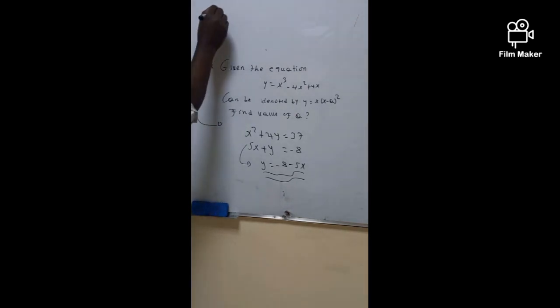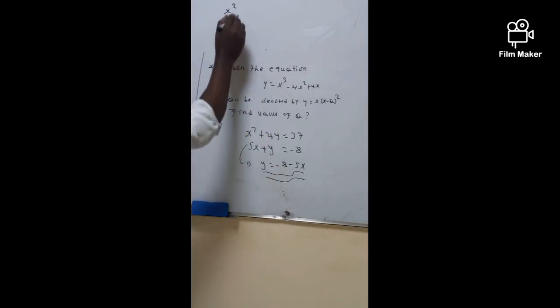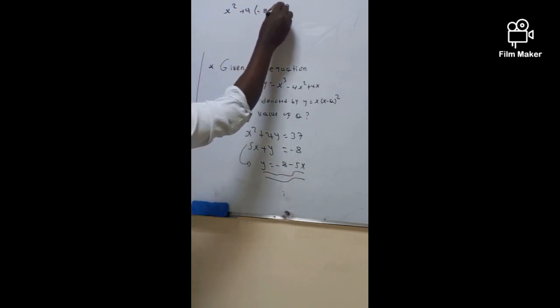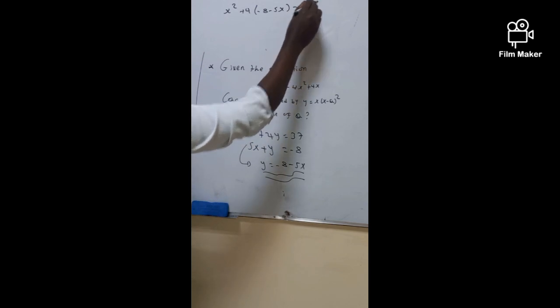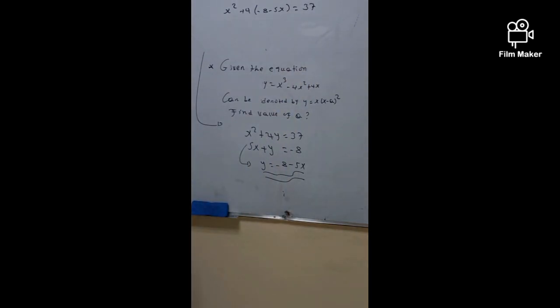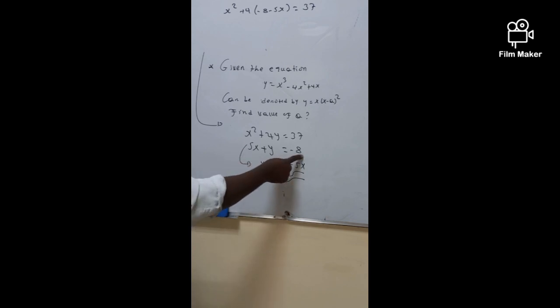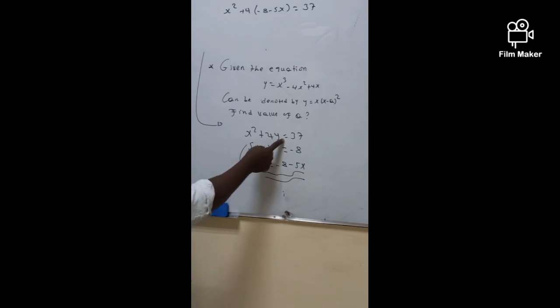So that is immediately x squared plus 4 into y, which is minus 8 minus 5x, and that's going to be 37. That means to find the solution of this problem, as you know, we have different techniques: elimination, substitution, and a graphical method. But here, substitution is very simple to find the solution of this problem. And therefore, let's solve y in terms of x, and this constant is minus 8. So it can be written this way. So in place of y in the first equation, you can plug this.